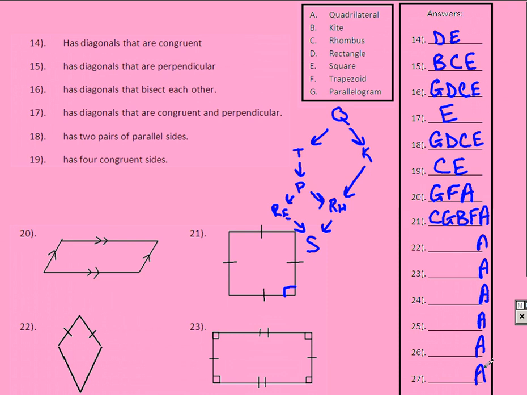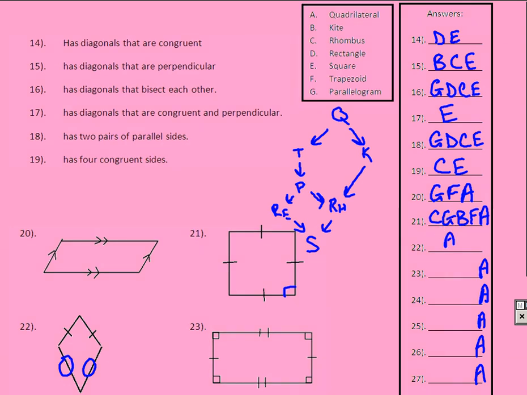Number 22 kind of looks like a kite. However, we don't have a second pair of sides that we know for a fact are congruent. So because of that, the only answer I can guarantee is just saying A for quadrilateral. I can't say anything else for sure, so I'm just going to leave it just as A.